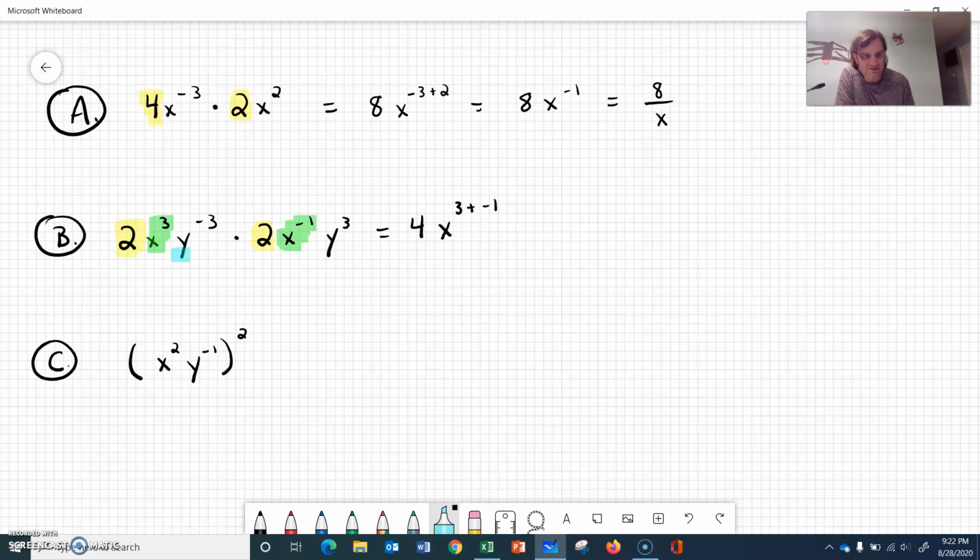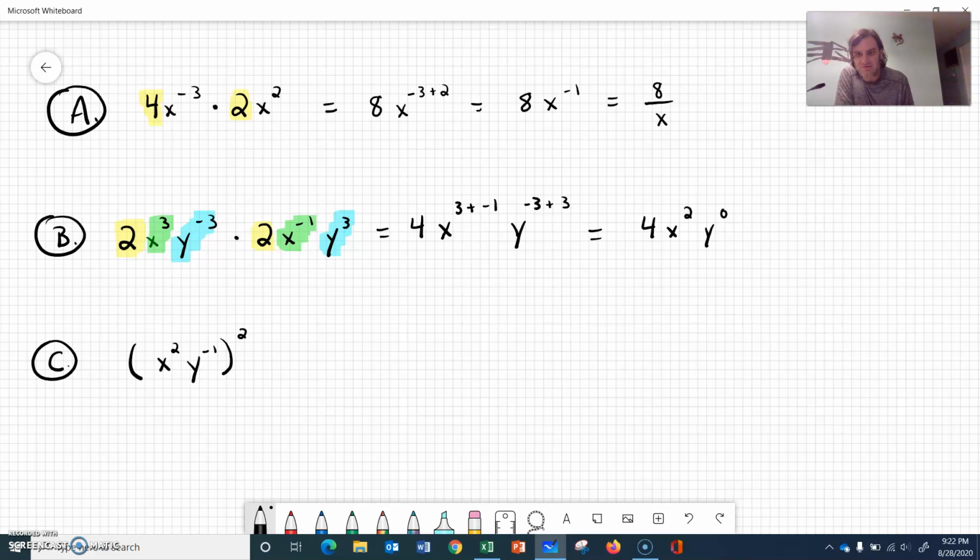The y parts are y to the negative 3 times y to the third. So once again we'll add those exponents, which is y to the negative 3 plus 3. So let's clean that up a little bit. 4 is still 4. X is basically 3 minus 1, so that'll be x squared. And y is y to the negative 3 plus 3, so that's y to the 0.